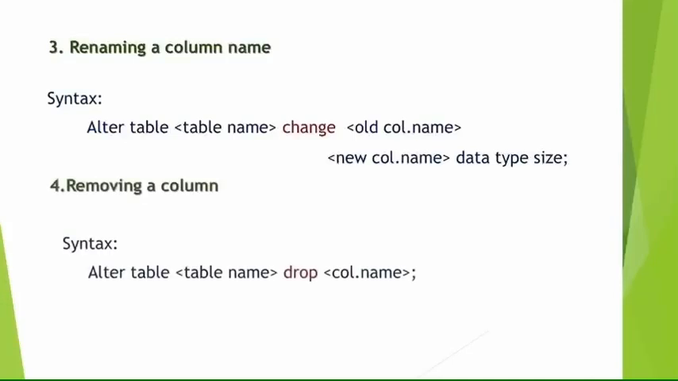Last one is removing a column. Here the syntax: alter table, table name, drop keyword, then column name. This command is used to remove or drop a column permanently from the table. So these are all the things which can be performed by the alter table command. So let's perform all these tasks practically in the system.